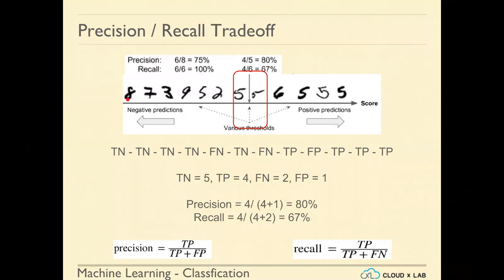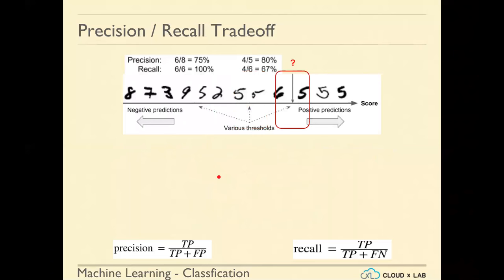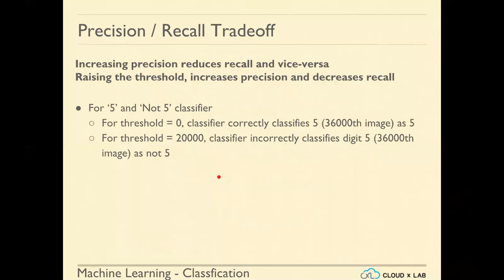And we'll be doing that for all the characters. So this threshold here means that all of these have a lower score. As we keep going to the left, the score keeps on improving. So for threshold 0, the classifier correctly classifies 5 as 5, for threshold 2.